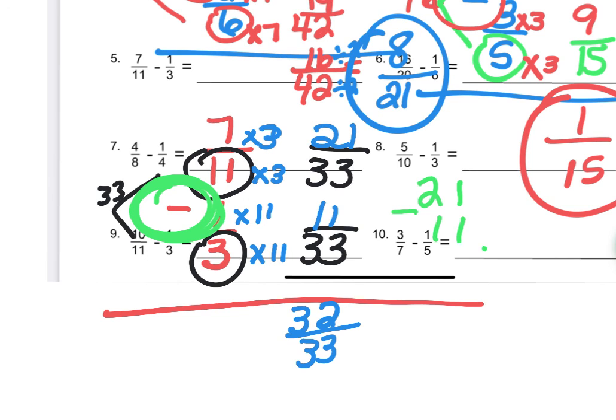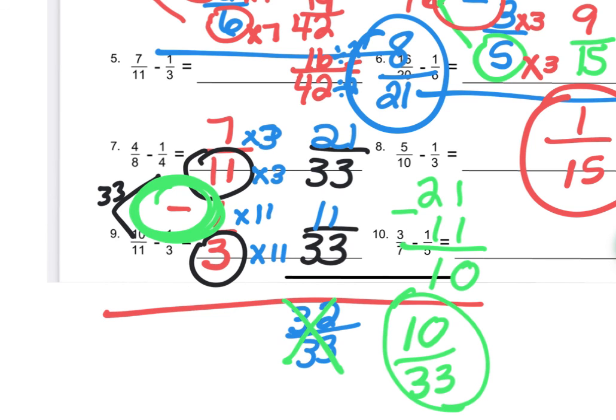21 minus 11. 1 minus 1 is 0. 2 minus 1 is 1. So my answer is 10. The correct answer, if I subtract like it said to do, is 10 over 33. And that answer is as low as it'll go. I would like for you to work 6 through 10 and check those together once you get finished.